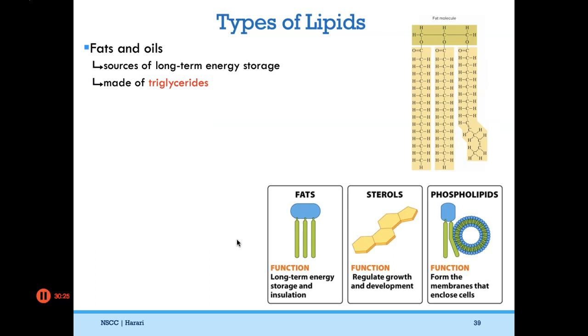We'll talk about three or four main types of lipids in this class. The first category is the one you're most familiar with, fats and oils. Fats and oils are lipids that are sources of long-term energy. They also help with insulation. So for mammals, like the blubber of a whale, or our adipose tissue, it stores fats not only as energy storage, but also for insulation. So we have a lot of fatty tissue around our heart, for example, to provide insulation.